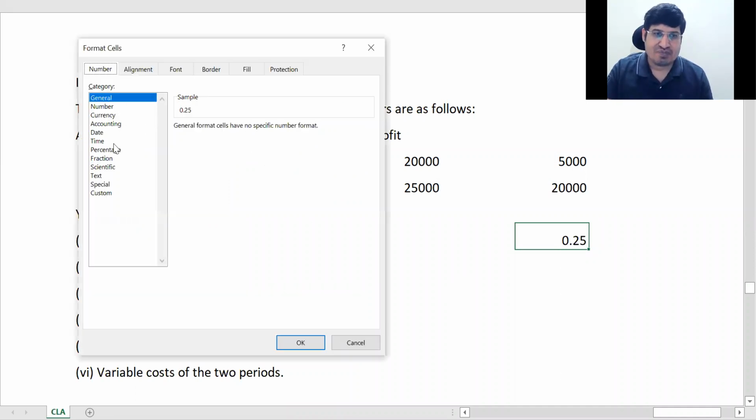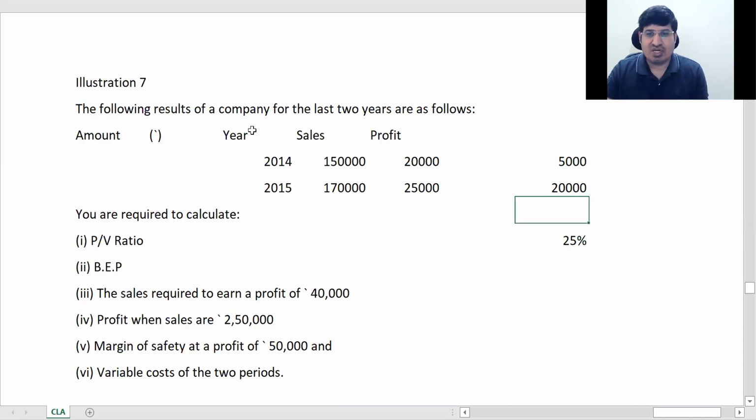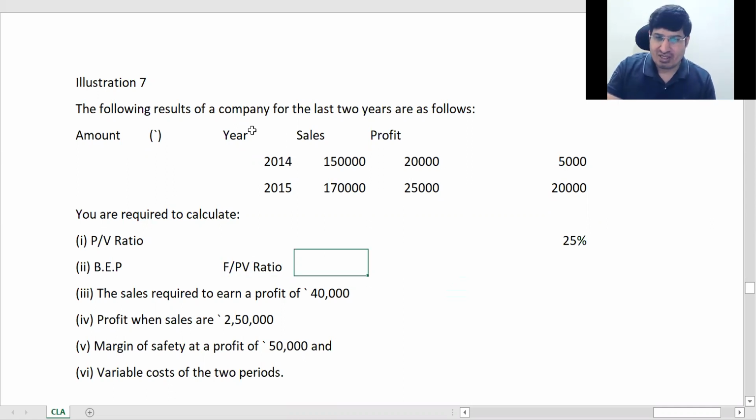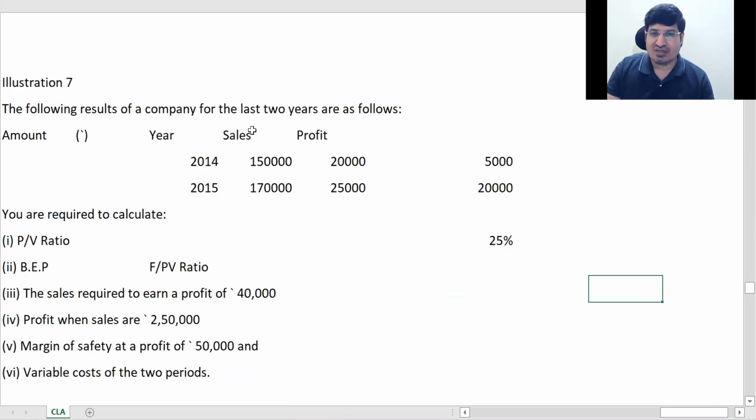So PV ratio is 25%. So first point is 25%. Now second point, answer BEP. Formula is fixed cost upon PV ratio. So after this point, we'll have to lay down a marginal cost statement. So let us do it here. The marginal cost statement.